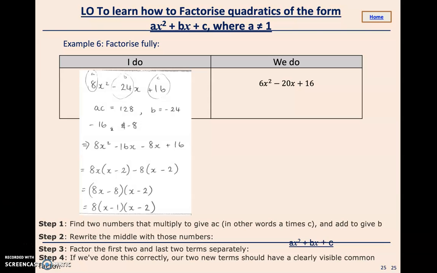So again, our A value is 8, our B is negative 24, and our C is positive 18. So A times by C gives us 128, and B is minus 24. So what two numbers can we find that will times together to give us that, and that will add together to give us that? Now, minus 16 times by minus 8 will give us positive 128. And if we add these two together, we'll get minus 24. So that works.